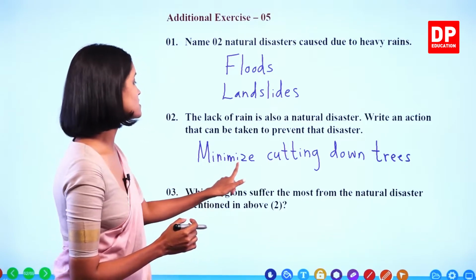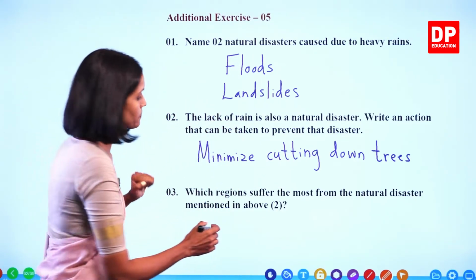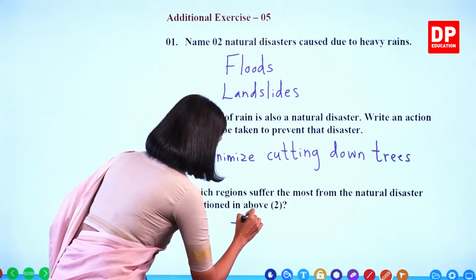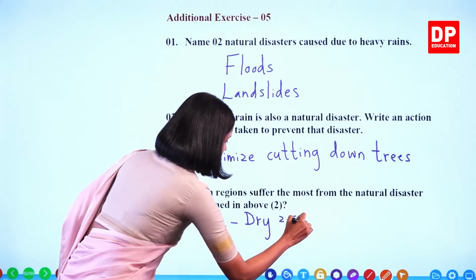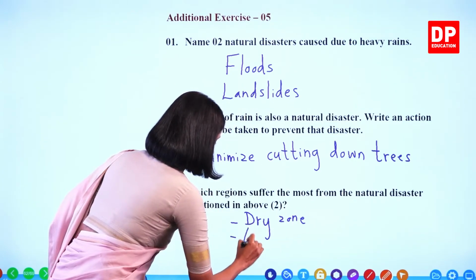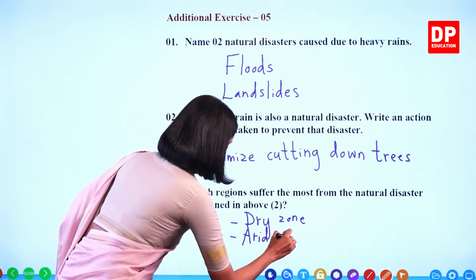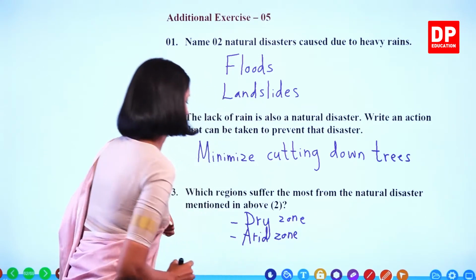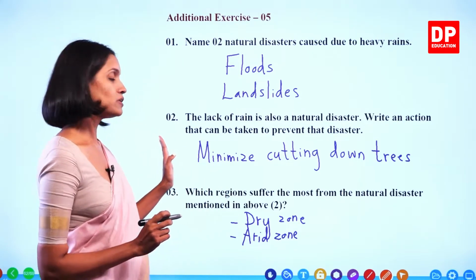Which regions suffer the most from the natural disaster mentioned? From droughts, right? Dry zone and arid zone, which means very dry zone. Dry zone and arid zone, okay? Right. We'll move on to the next.